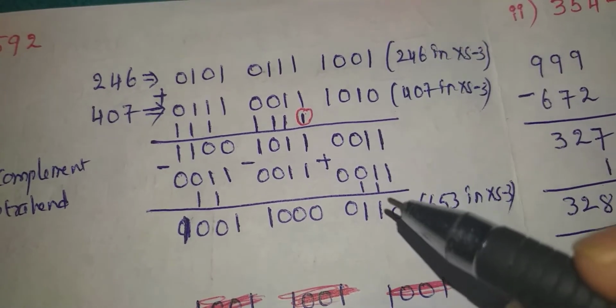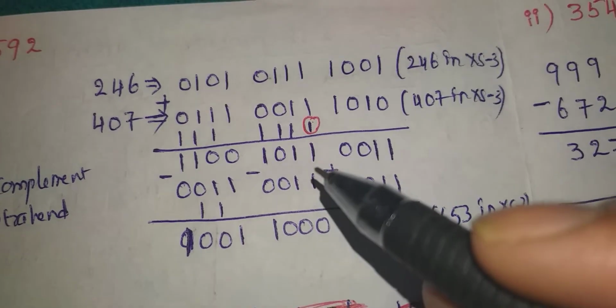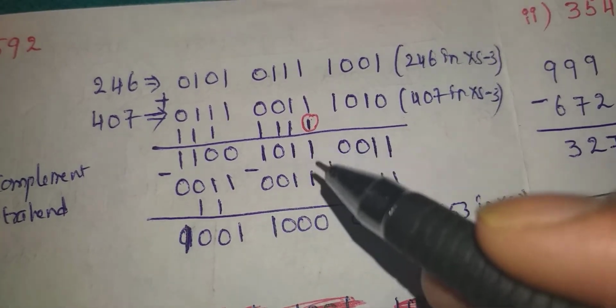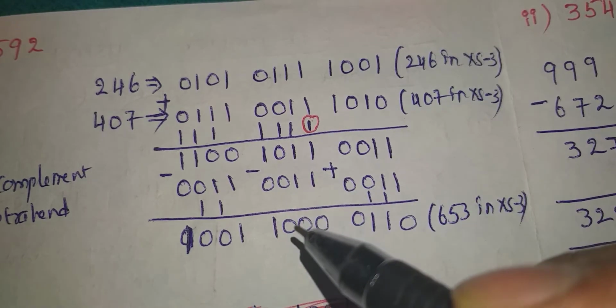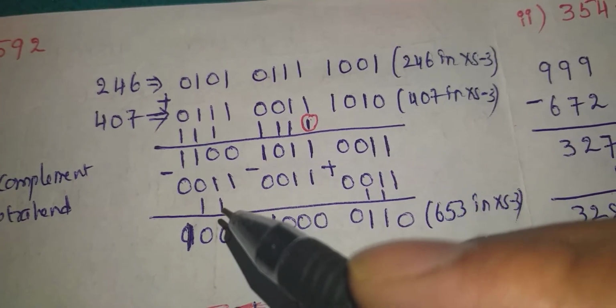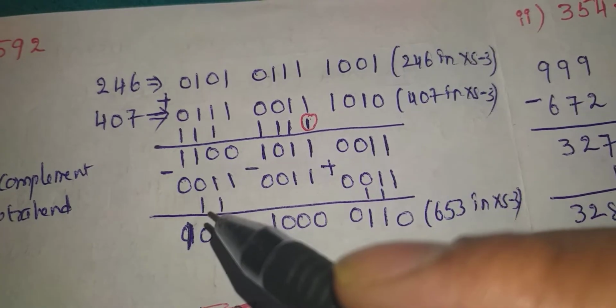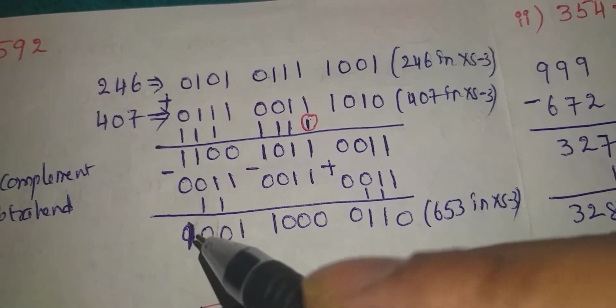Now if you observe that 0, sum 0, carry 1, sum 1, carry 1, 1, 0. Then here we have to perform the subtraction: 1 minus 1 is 0, 1 minus 1 is 0, 0 minus 0 is 0, 1 minus 0 is 1. Now if you observe that 0 minus 1 is difference 1, borrow 1. Then 0 minus 1 is difference 0, borrow 1. 1 minus 1 is 0, 1 minus 0 is 1.